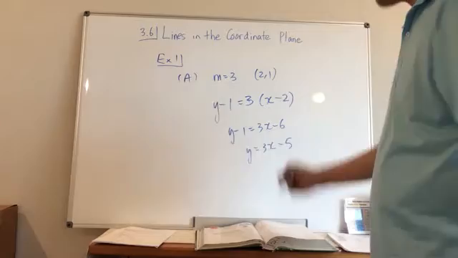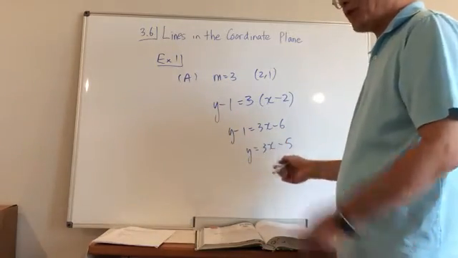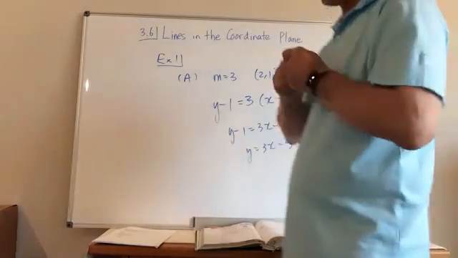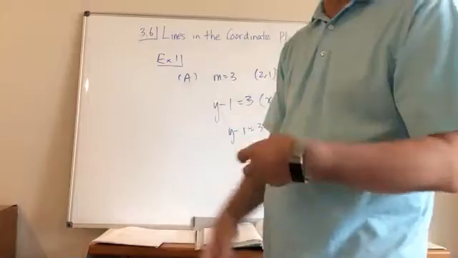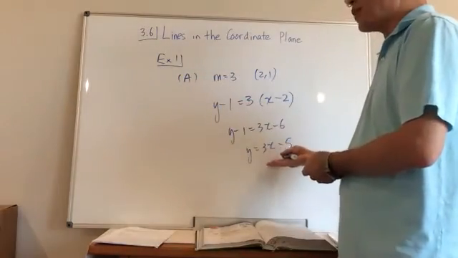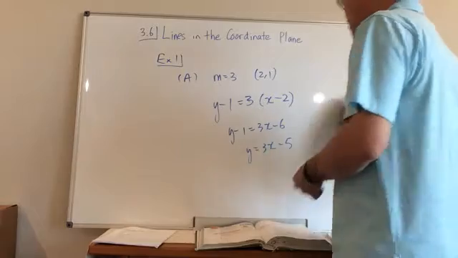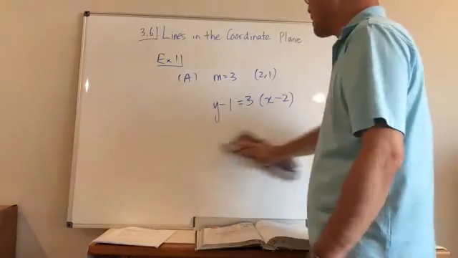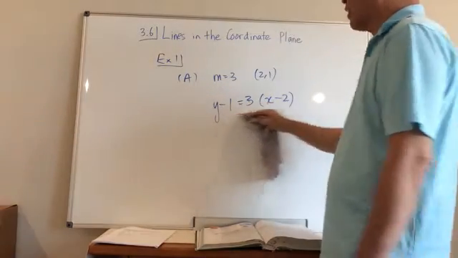Okay. You don't have to switch it into this form, okay? Unless I specifically ask you to put it into the slope-intercept form. Then you have to go this far. But other than that, you can just leave it like this, and this is a perfectly good answer.